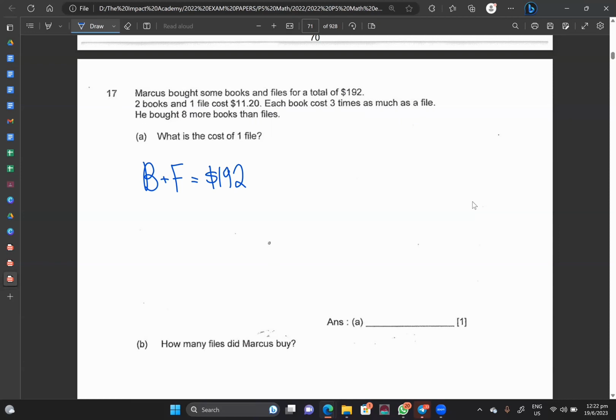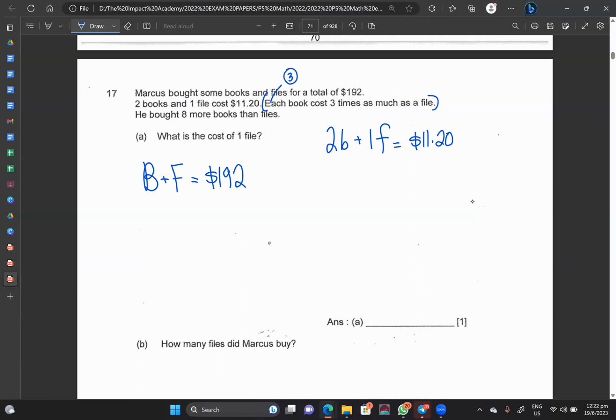Now, we know that two books and one file cost $11.20. So I'm just going to put 2B plus 1F equals $11.20. Once I'm done with this, I can move on to sentence number 3.